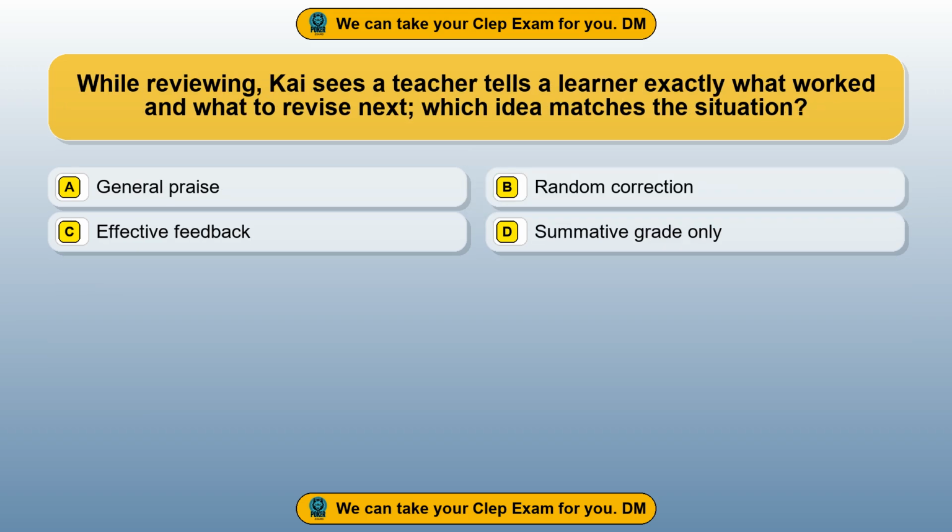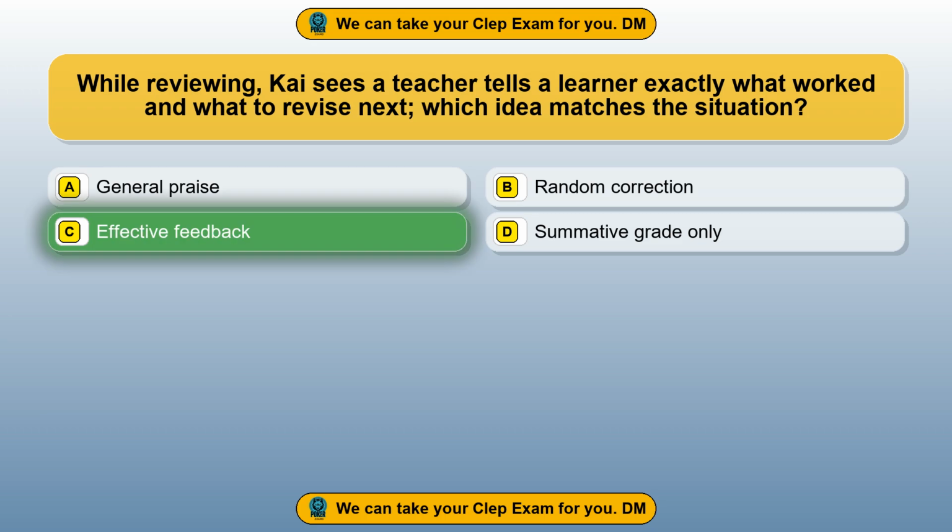Question 77. While reviewing, Kai sees a teacher tell a learner exactly what worked and what to revise next. Which idea matches the situation? Option A, general praise. Option B, random correction. Option C, effective feedback. Option D, summative grade only. The correct answer is option C, effective feedback.